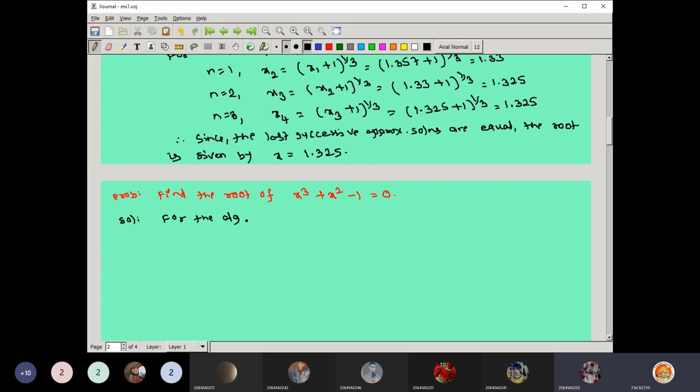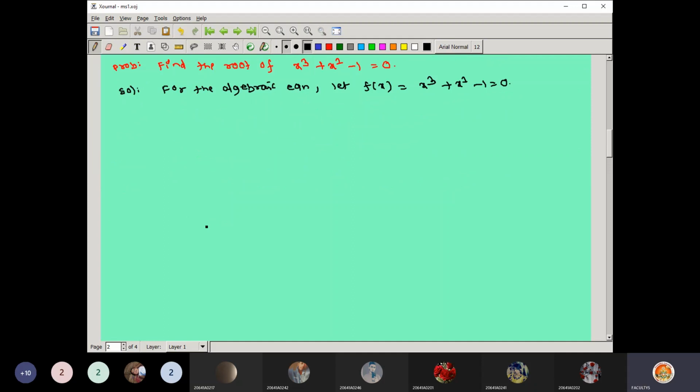For the algebraic equation, I'm supposing let f of x equal to x cube plus x square minus 1 is equal to 0. So that is your given expression. Now you are selecting the real numbers a and b. So how to select the real numbers?